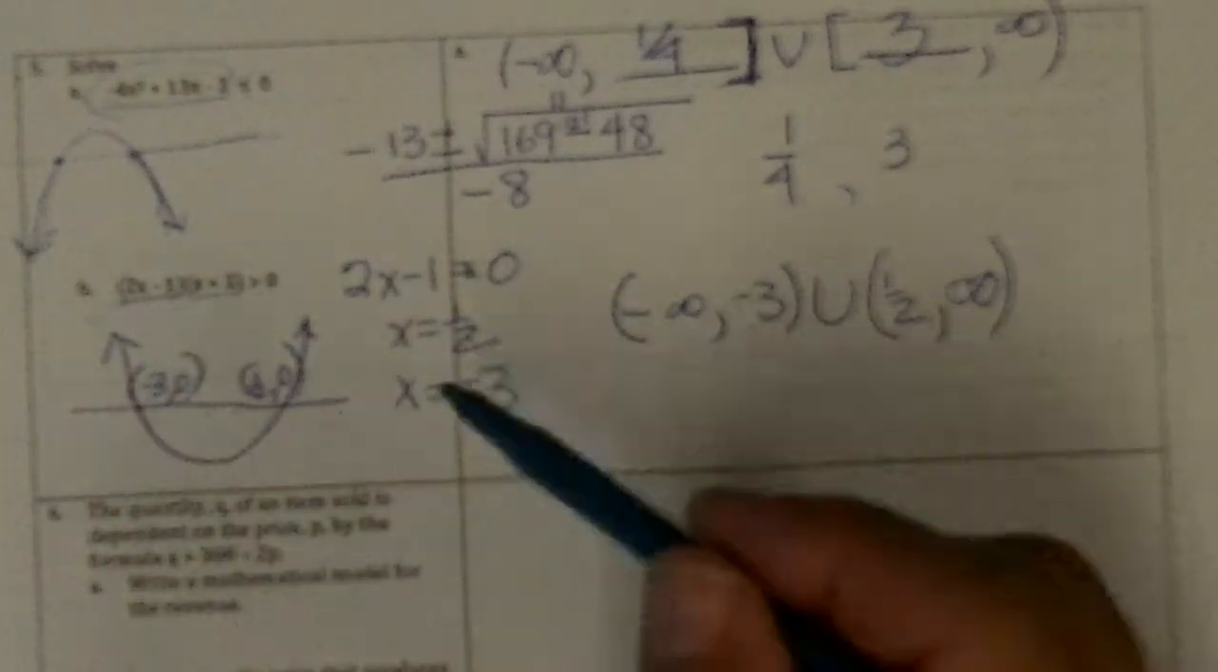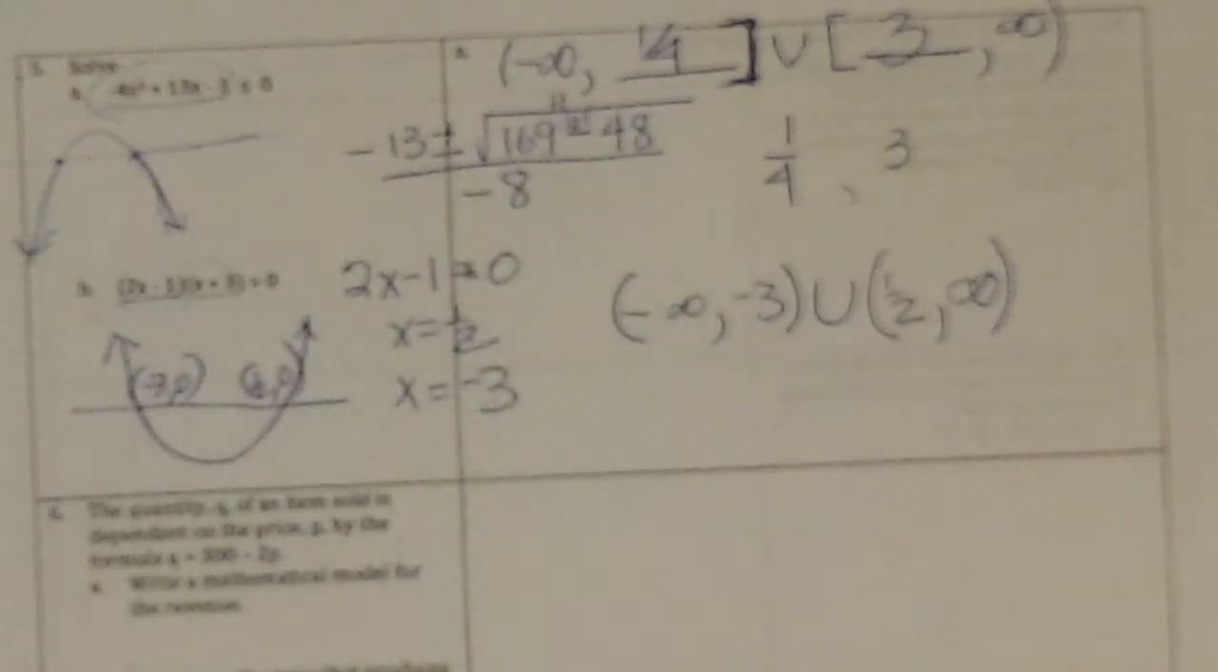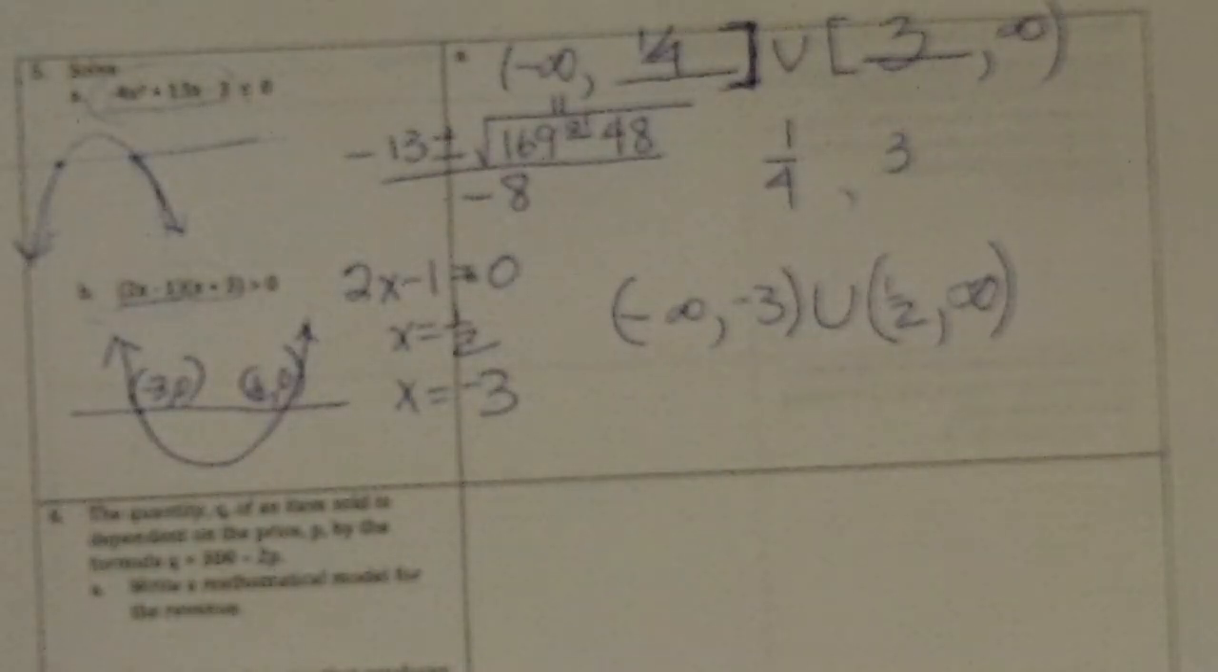Now you could have gotten the 1/2 and the negative 3 using the quadratic formula, but this one's already factored, so you shouldn't have to. This one would factor because it came out to be nice numbers.